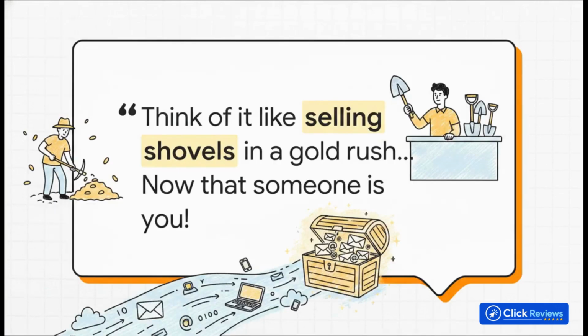The source material uses this perfect historical analogy for this. It says, think of it like selling shovels in a gold rush. Because right now, there's this massive rush of creators desperately trying to build their email lists. So why break your back digging for gold when this PLR license lets you be the merchant selling the exact, highly in-demand digital shovels that everyone else is already looking for?